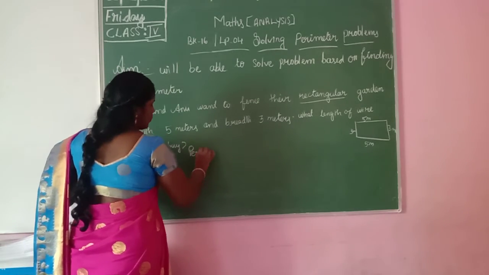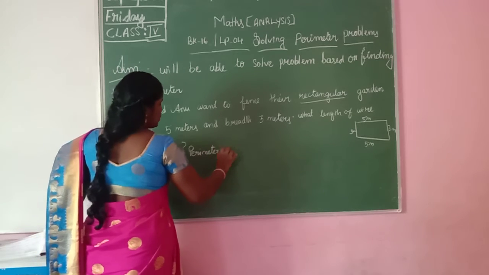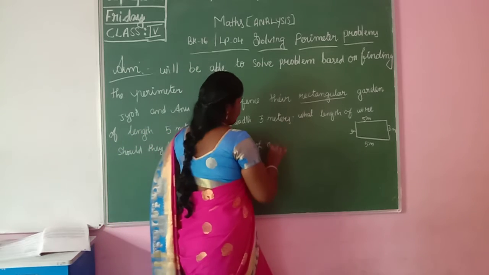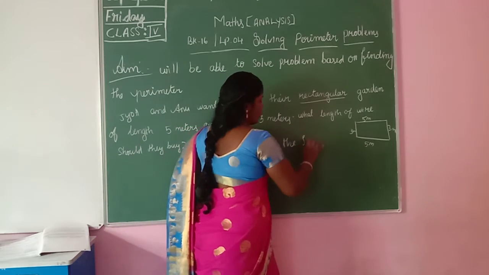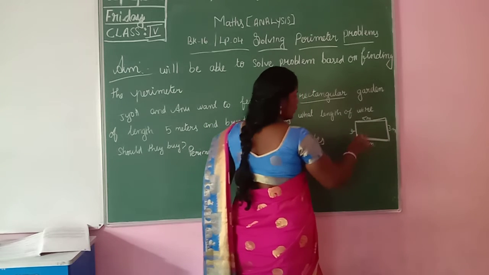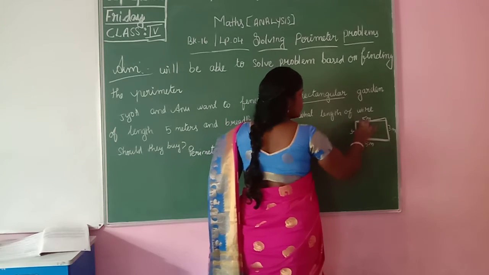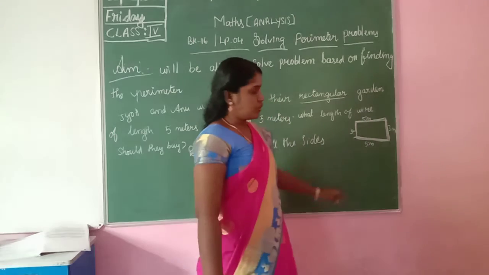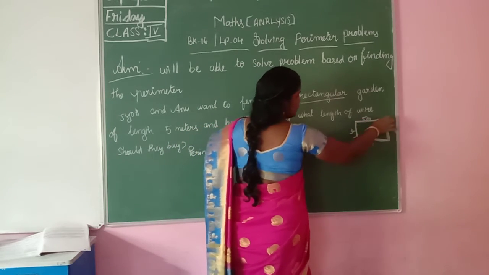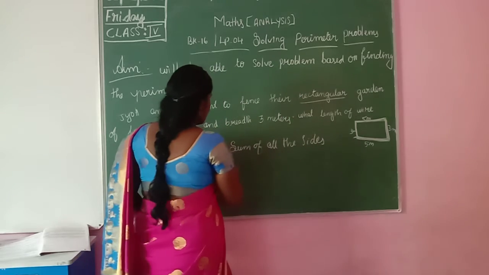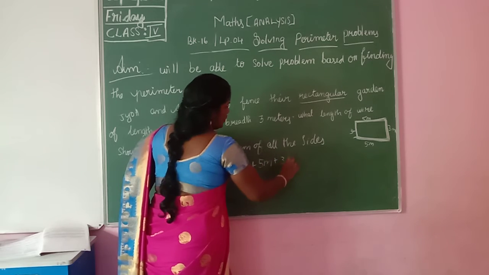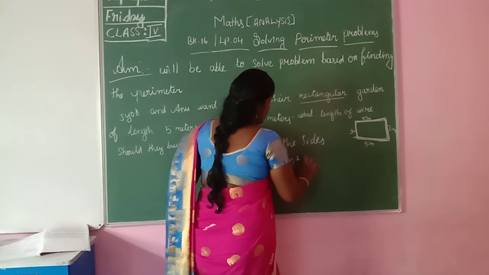Perimeter is equal to the sum of all the sides, which means from here to there. We are going to find the length starting from here all the way around. Clear? Okay. Now, sum of all the lengths means first we take this measurement, then this, like this. Here we need to write 3 meter plus 5 meter plus 3 meter plus 5 meter.